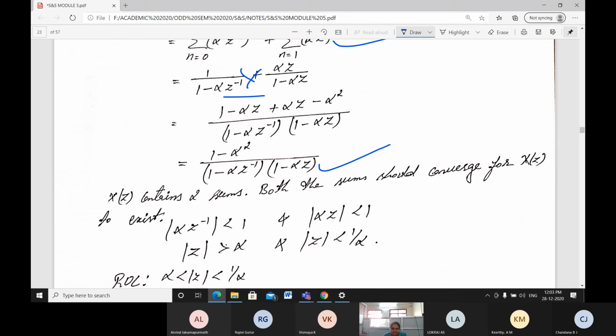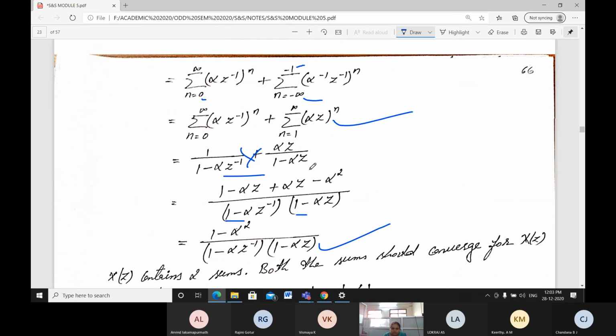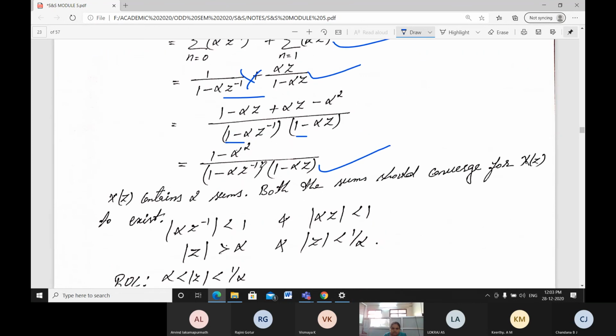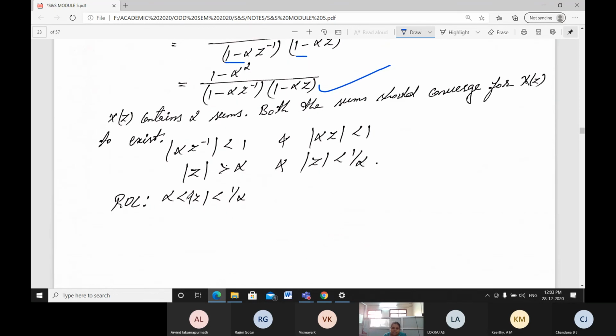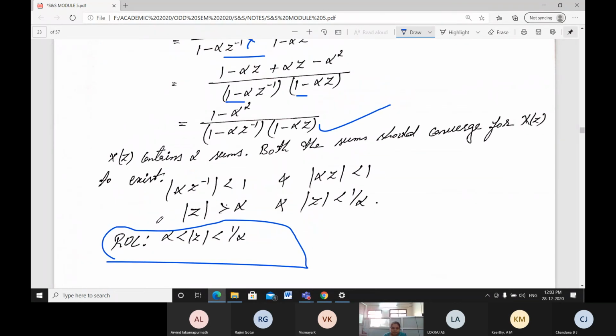Then x of z contains two sums. This is one and this is two, two sums. Both the sums should converge for x of z to exist. For that reason, we use this equation: alpha z inverse less than 1 and alpha z less than 1. Therefore, mod of z is greater than alpha and mod of z is less than 1 by alpha. From this, our region of convergence is going to exist for mod of z in between alpha and 1 by alpha. This is the conclusion we can draw for this.